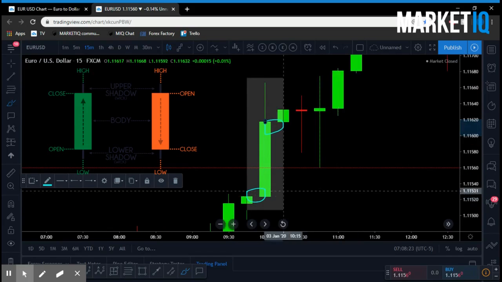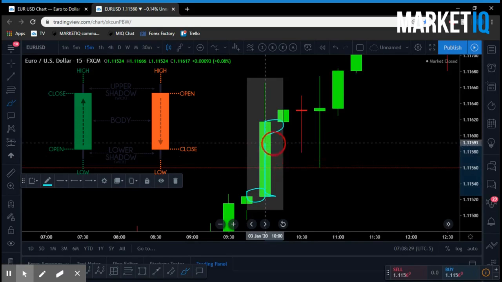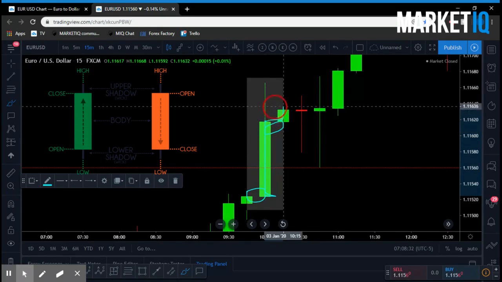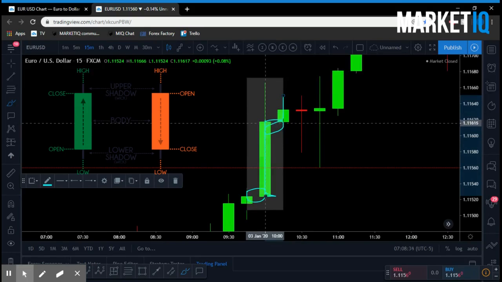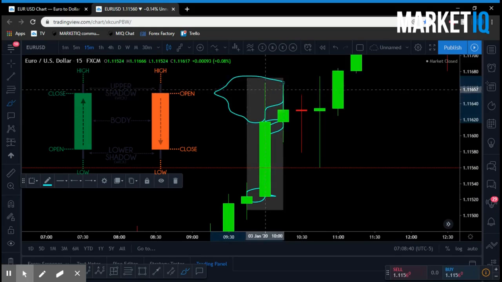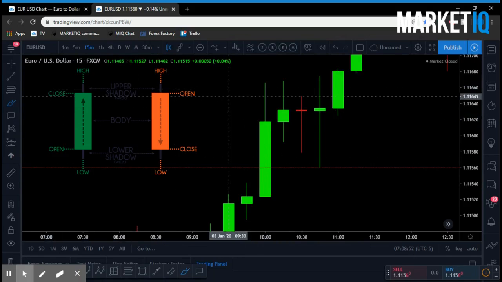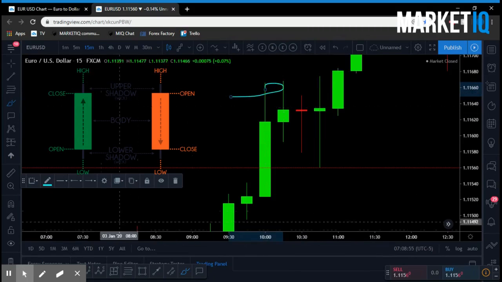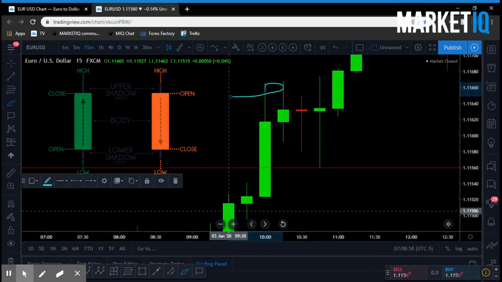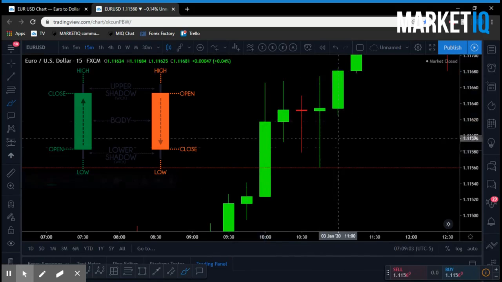In that 15 minutes, price started here, went up and up and up, and closed here. But before it closed, we had this wick. What this did, price actually went up here, but then before it closed, it came back down. So this wick basically indicates that price went up here, but it failed to close.